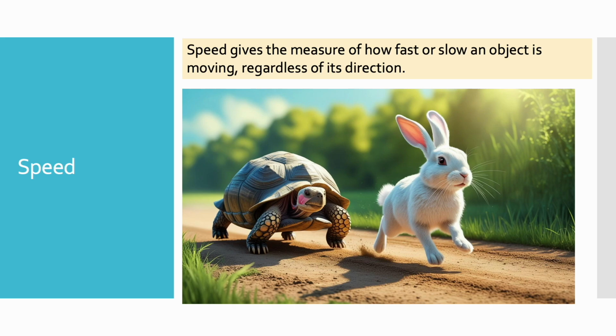Look at the image here of the tortoise and the hare. This classic story illustrates speed quite nicely. The hare moves quickly and covers more distance in less time, so we say it has a higher speed. The tortoise, on the other hand, moves slowly and takes longer to cover the same distance, so it has a lower speed. So whenever you notice something moving, whether it's a person walking, a car driving, or an animal running, what you are observing is speed in action.